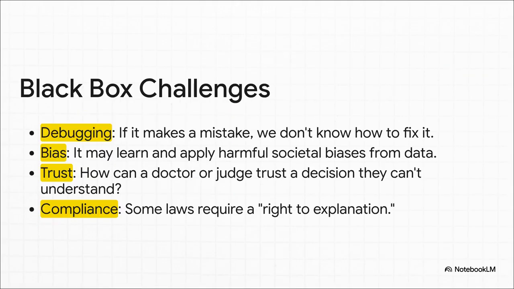And this is why it's such a huge deal. First off, debugging. If the model makes a mistake, how do you fix it if you don't know why it made it? Then there's bias. These models learn from massive amounts of text from the internet, and they can easily pick up and amplify harmful human biases. And then there's trust and accountability. I mean, how can a doctor or a judge trust an AI's recommendation if it comes with zero explanation? And finally, there are even legal issues. Some laws are starting to require a right to explanation for automated decisions. The stakes are really, really high.